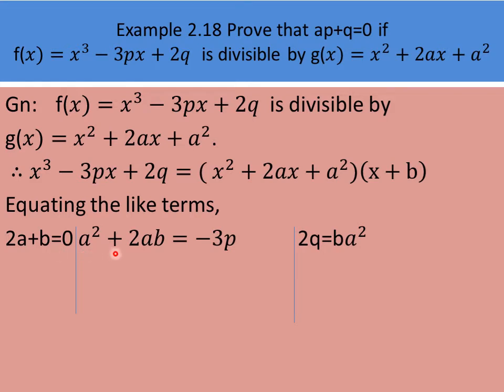Then you can equate the coefficient of x. So in the left hand side, the coefficient of x is minus 3p. In the right hand side, the coefficient of x is, along with this x term, you can take the constant term. So 2ab we will get. Then along with this constant term, you take the x term. It is a square. Then you can equate the constant term. Constant term means here the constant is 2q. Here the constant is b a square.